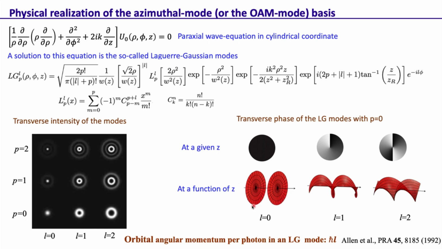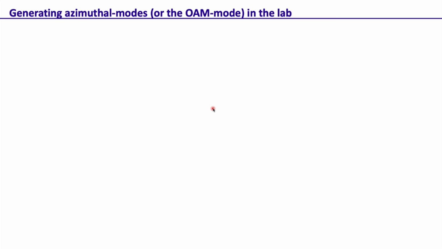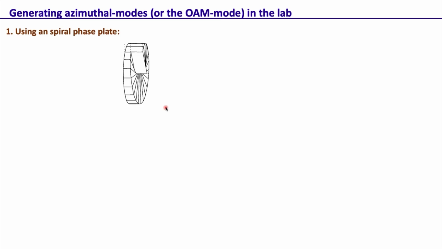Okay, so now let's see if such modes can be realized. Although we started with this e to the i l phi as a mathematical mode, now we see that these are part of the modes that are physical modes. So now the question is, can these modes be realized in a lab? And the answer is yes, and there are a few methods by which it is realized.